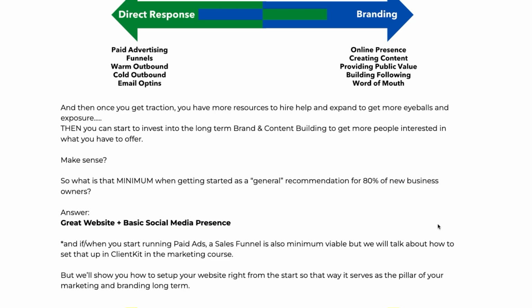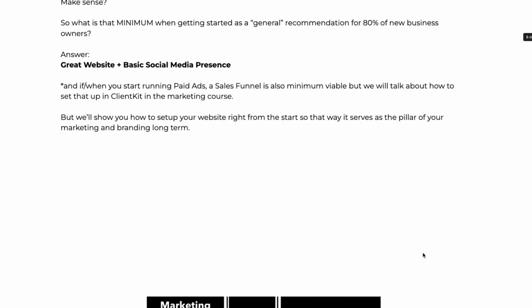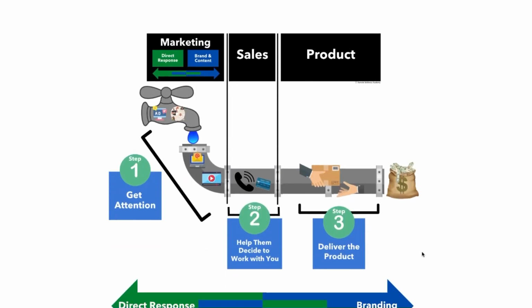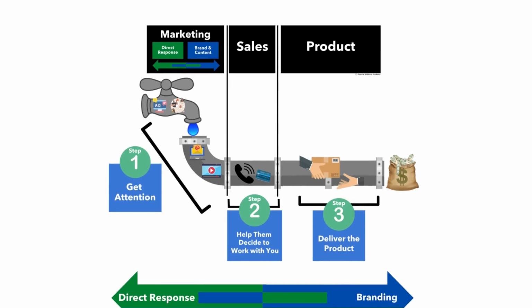And again, remember, there's a 3-step process here, right? You got to get attention, you got to help people decide that they want to work with you, and then you got to deliver the product. So it's marketing, sales, and product. And within marketing, it's either direct response marketing or brand and content marketing. We're going to show you and walk you through each and every one of those.